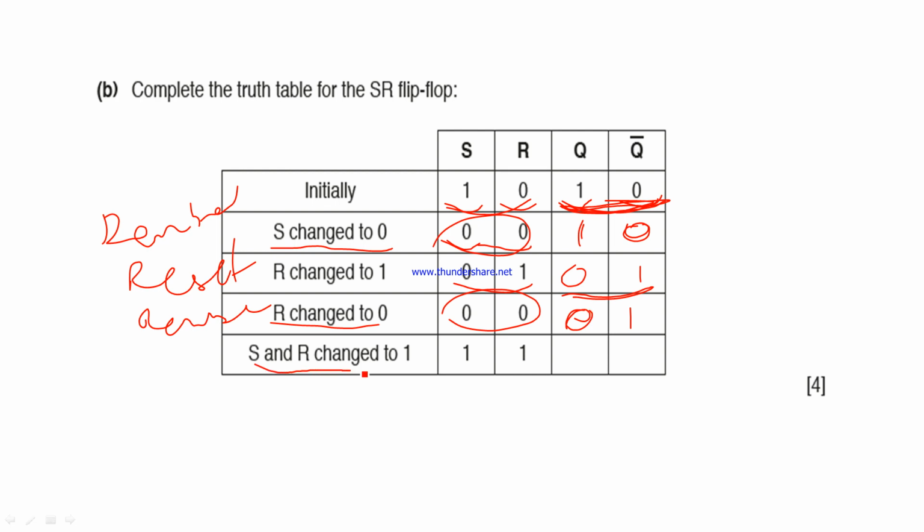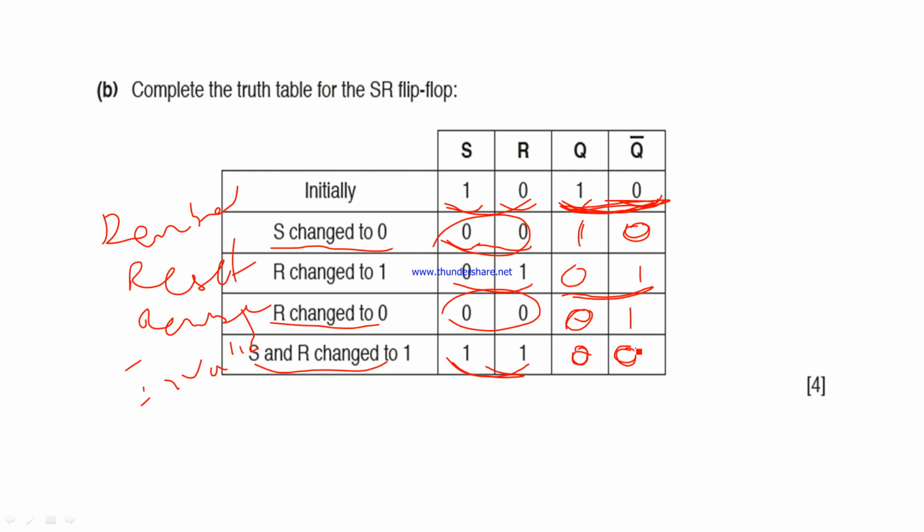Now we have changed R to 1. We get a 1, 1. So when S and R is 1, 1, we call that an invalid state. So what will happen? This Q and Q dash will both become 0. We call that an invalid state.